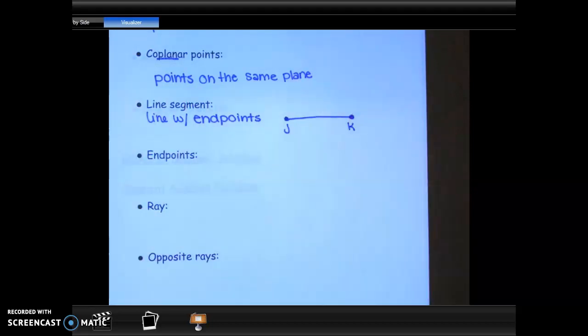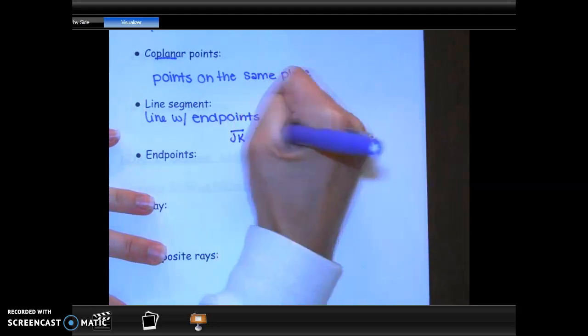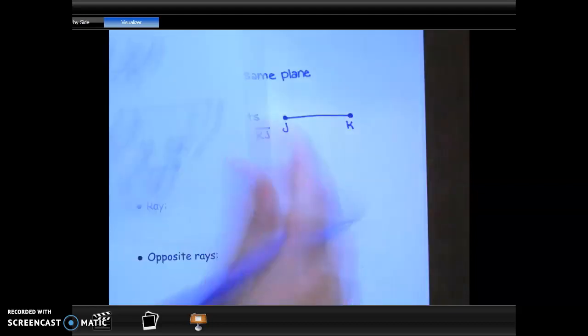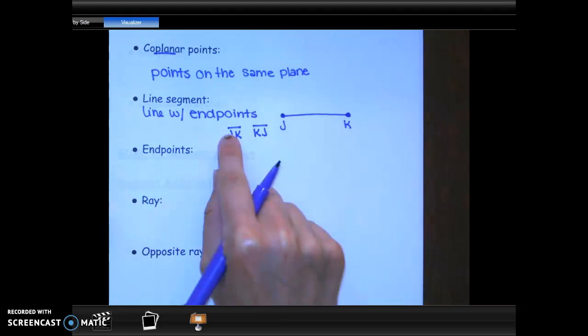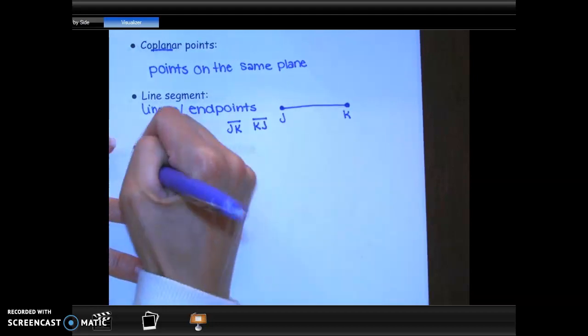So if we wanted to name this segment, we could call it segment JK or segment KJ. If you notice the difference between when we name the line, how we have the arrowheads above our names and the segments do not, that is how you can tell the difference between a line and a line segment. And the endpoints, these are just going to be the stopping points.